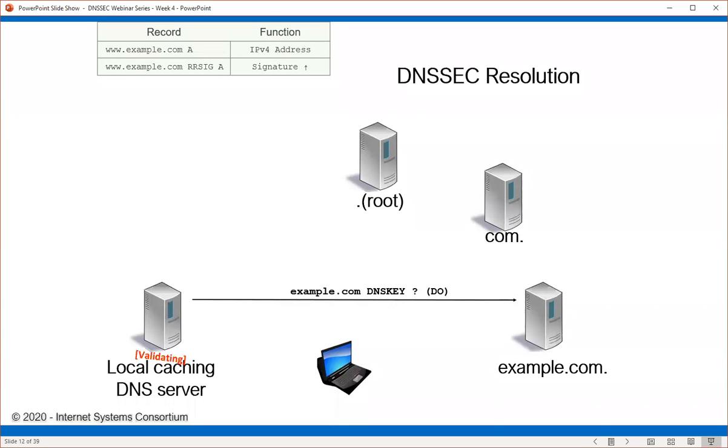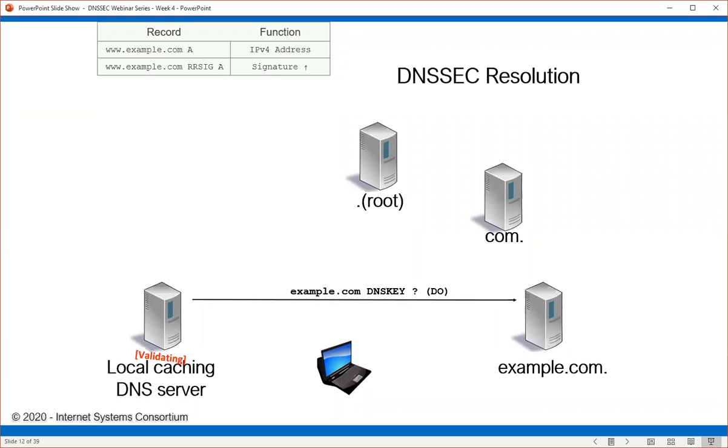So how do we go about, as our local caching DNS server, seeing if that signature, the RRSIG that we received back, was valid? Well, we don't really know anything about this zone, but they gave us back a signature, so let's ask them about the DNS key associated with example.com, because the example.com key is going to be the one that was used to sign the records within example.com.